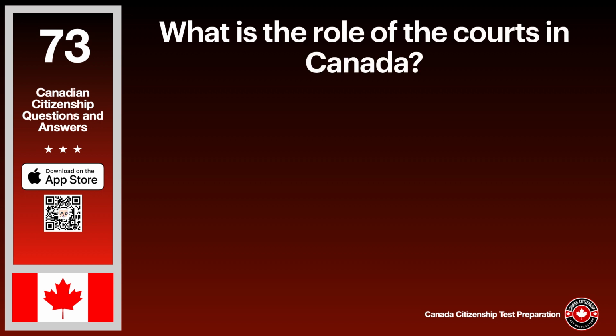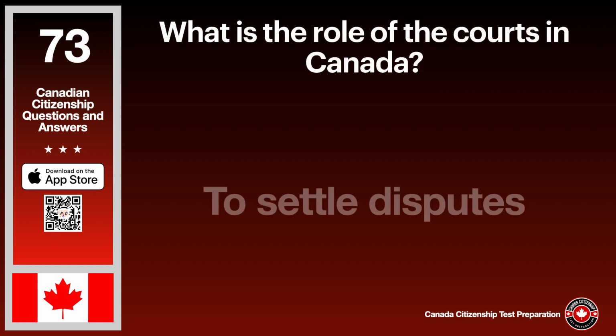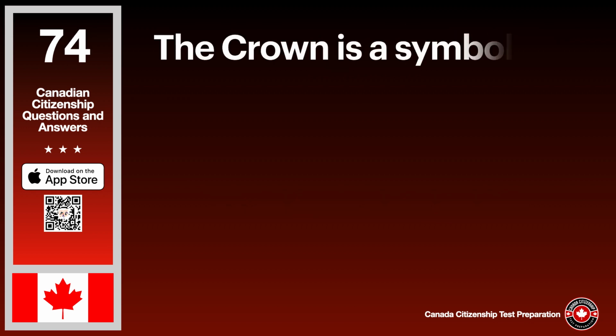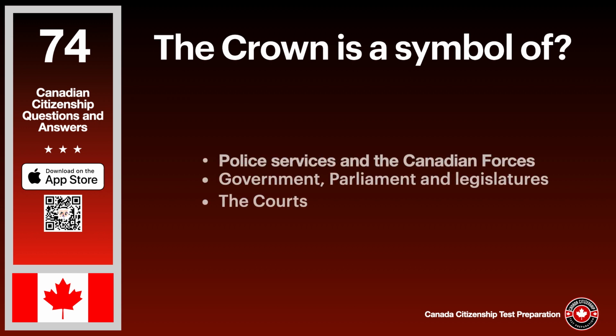What is the role of the courts in Canada? The answer is to settle disputes. The crown is a symbol of? The answer is police services and the Canadian forces. Government, parliament and legislatures. The courts.